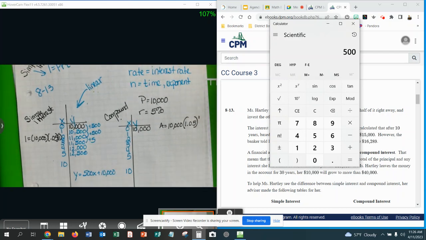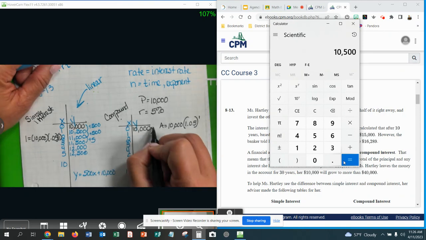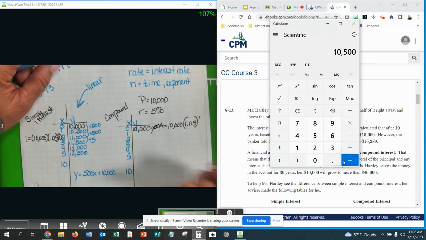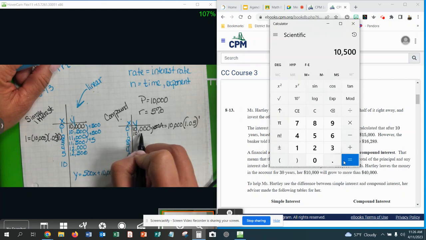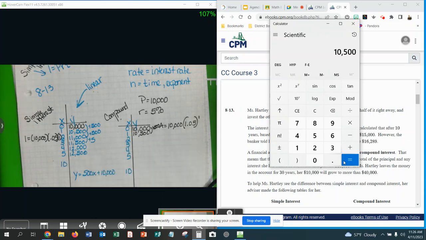Got it? So I'm going to clear this out and go 10,000 times 1.05 exponent 1. And we've got, so the first year is plus 500. Okay, so it's 10,500. That doesn't seem like a huge difference, does it? No, it doesn't.